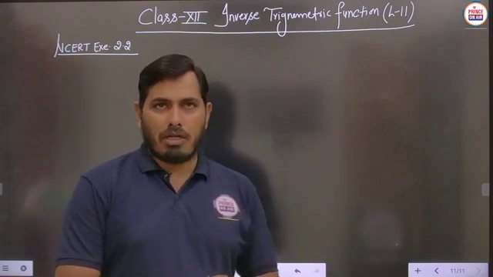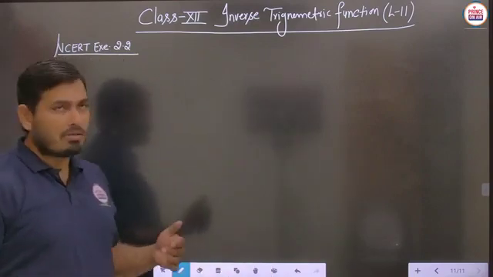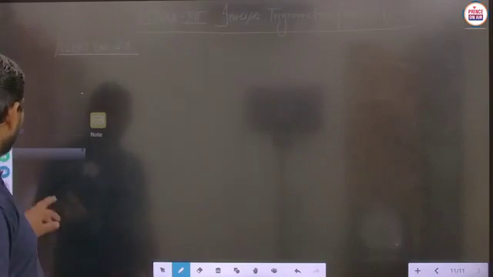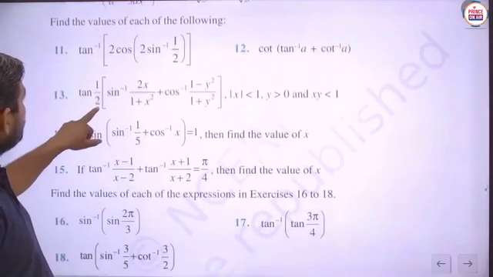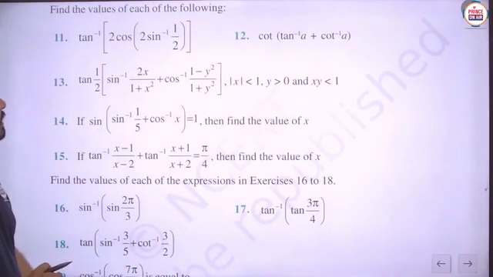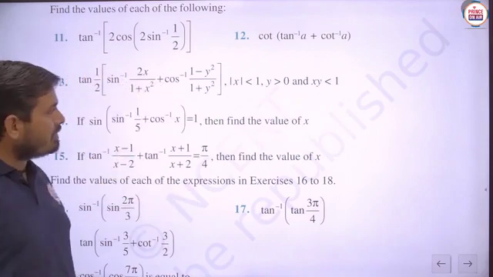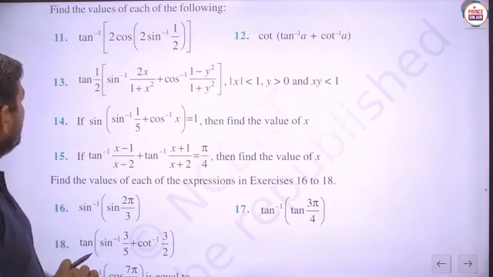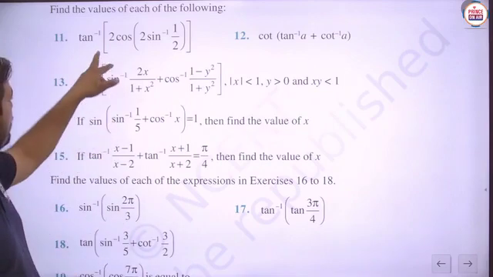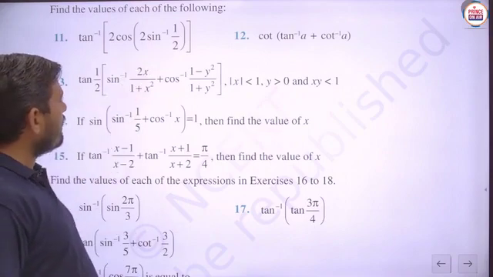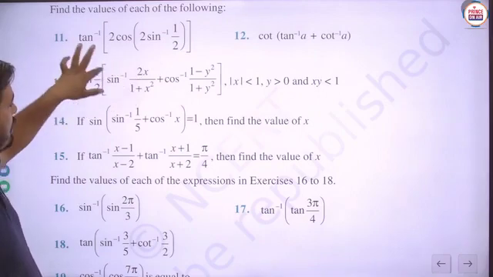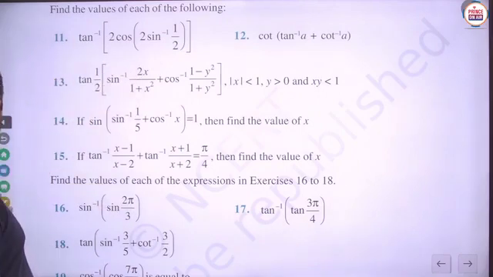Up to question number 10, students, we already discussed in the last class. Now we will take question number 11. In this question, find the values of each of the following. Some expressions are given, and we have to find the value of the given expression. Question 11: tan inverse of 2 cos, of 2 sin inverse 1 by 2. A very simple question with easy calculation, and you can easily get the answer.